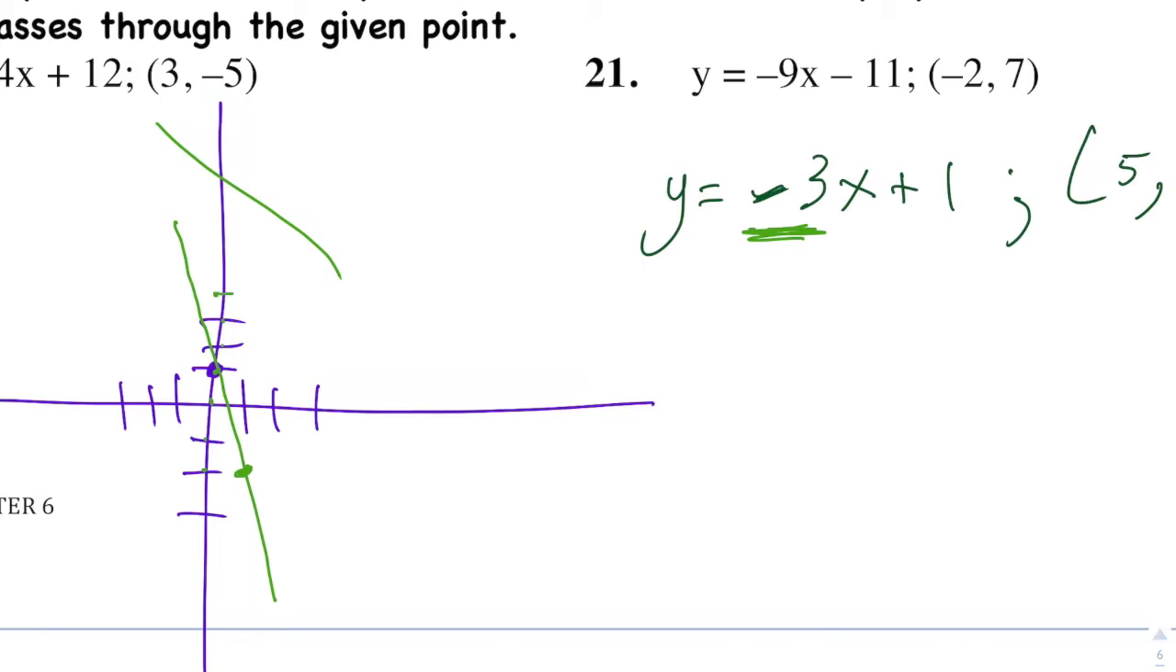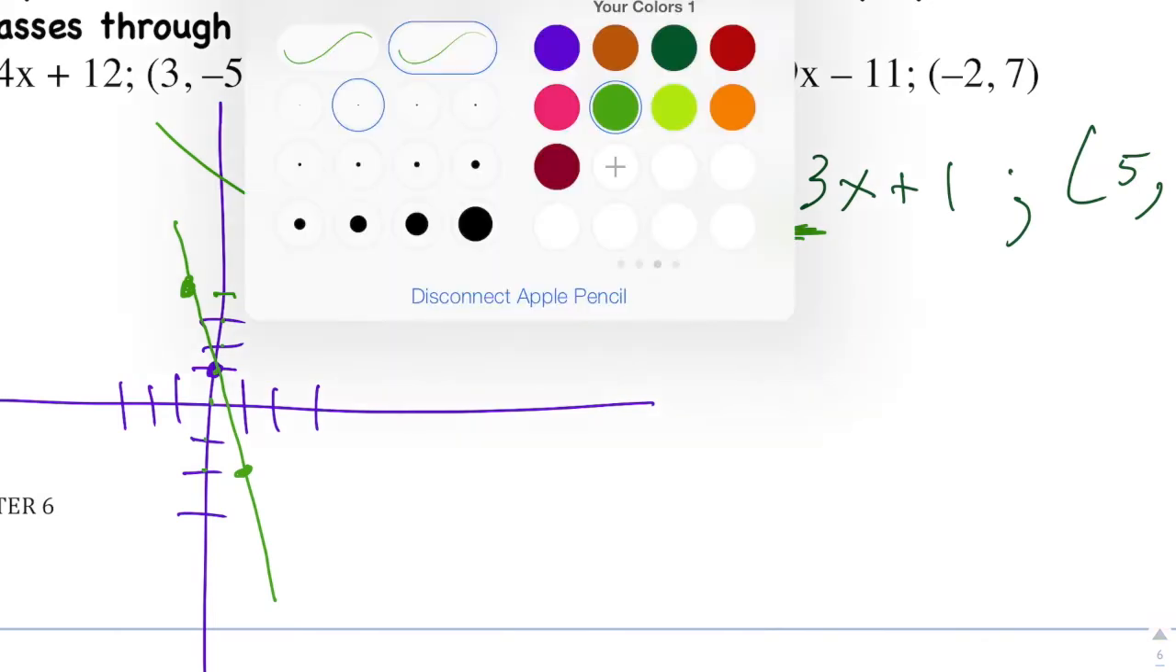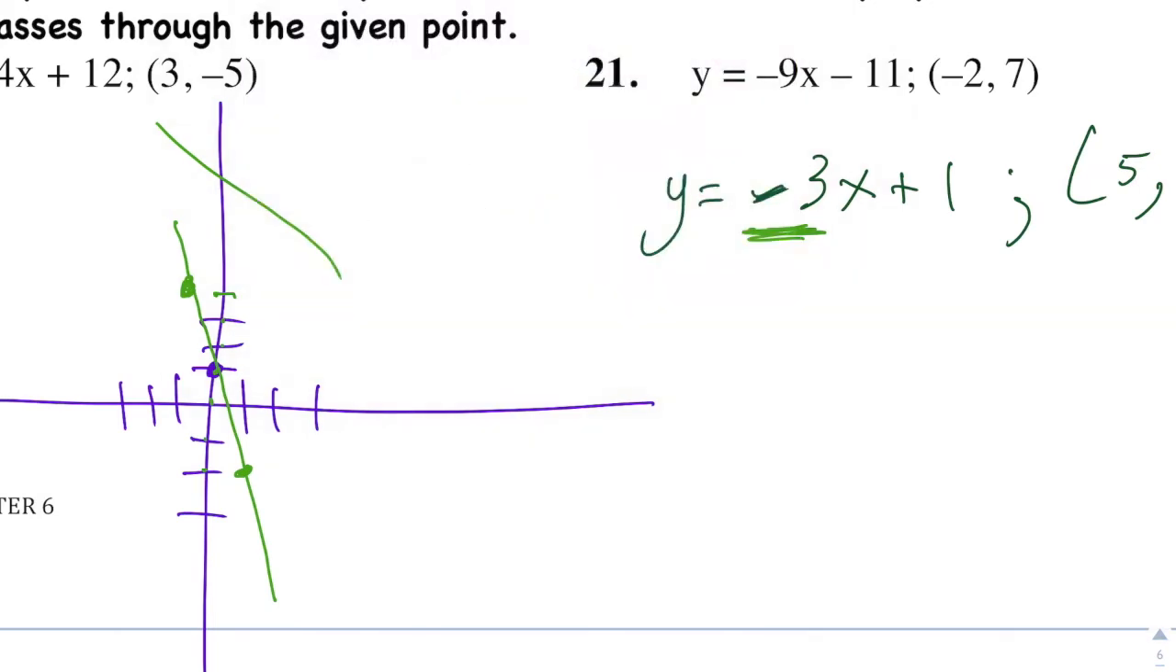Or you go up 3. 1, 2, 3, and across 1. Okay. Now here's the key. To have a slope that's perpendicular, it needs to come across like that. It's got to create a 30-degree angle. I'm sorry, did I say 30? It's got to create a 90-degree angle.